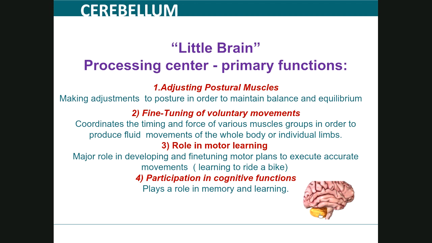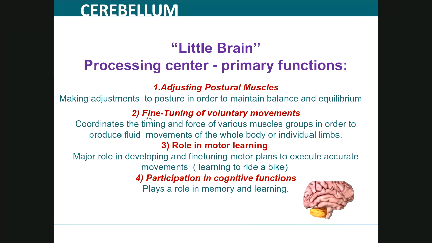In order to get your bearings about what we're looking at when we're studying the brain, we'll always know that the cerebellum is located posteriorly. So then we know this is the posterior side of the brain and this is the anterior region of the brain. The primary functions of the cerebellum include adjusting our postural muscles. So it's making adjustments to our posture in order to maintain balance and equilibrium.